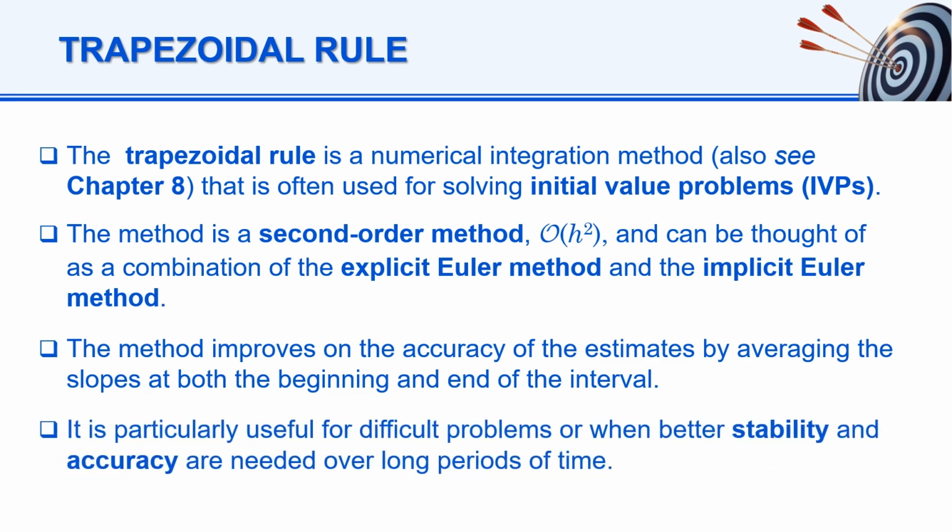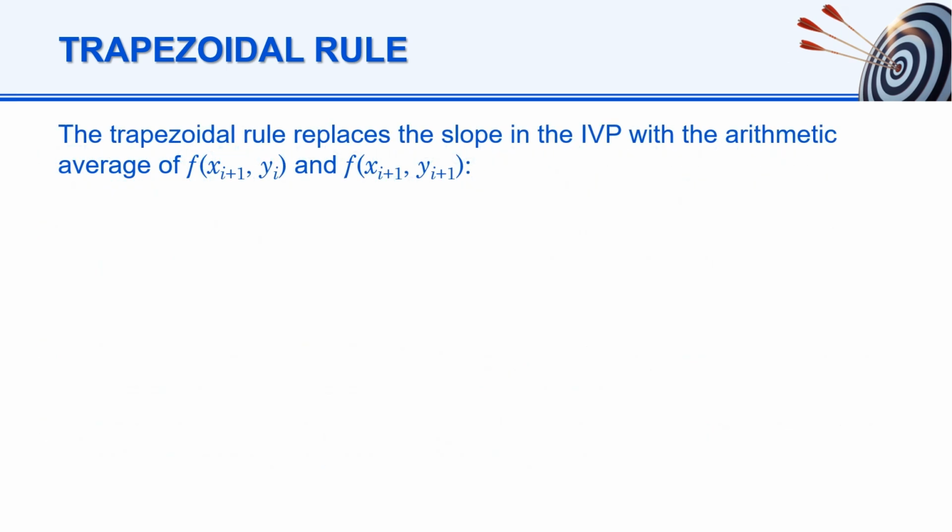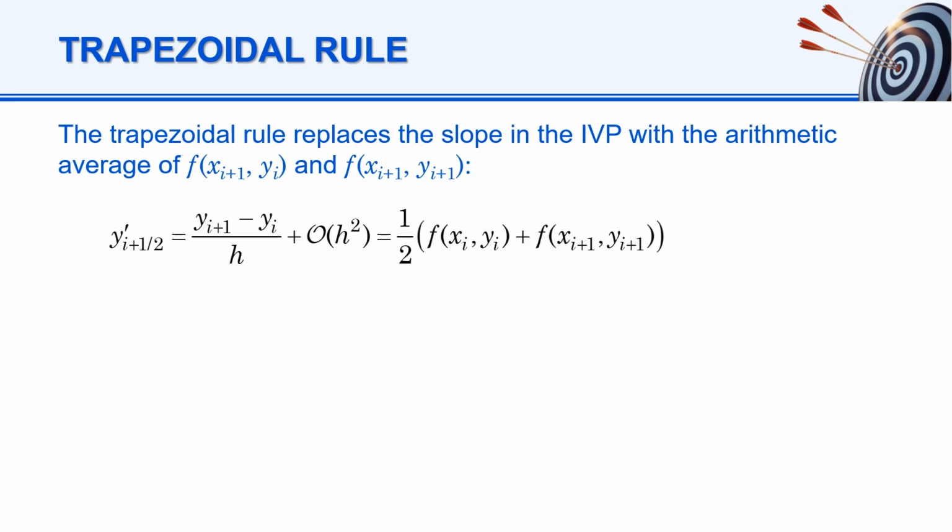This method is particularly useful for difficult problems, or when better stability and accuracy are needed over long periods of time. The trapezoidal rule replaces the slope in the IVP with the arithmetic average of f(xi, yi) and f(xi plus 1, yi plus 1), which is also an implicit method. The derivative term is discretized using the central difference formula with respect to the midpoint.